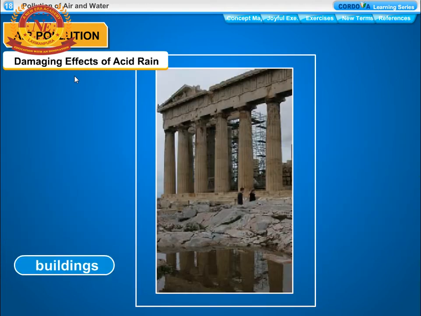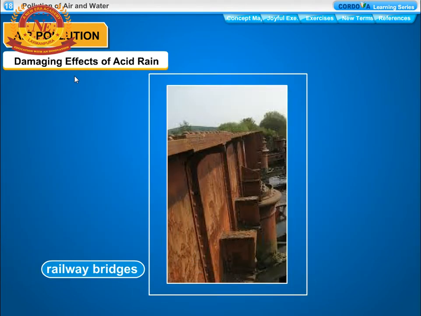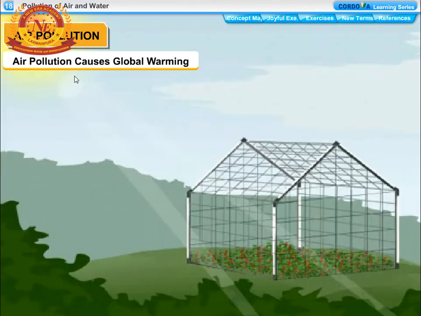It destroys monuments and buildings. It promotes corrosion of metallic objects like railway bridges. Air pollution causes global warming. Heating up of Earth's atmosphere due to the trapping of infrared radiation by greenhouse gases like carbon dioxide and methane in the atmosphere is called greenhouse effect.